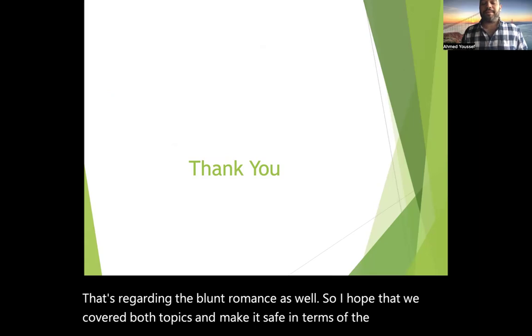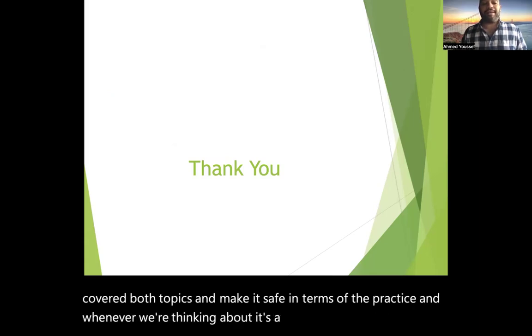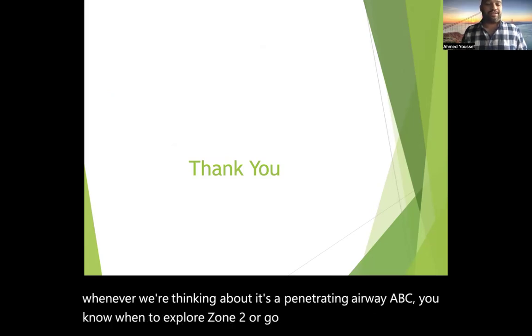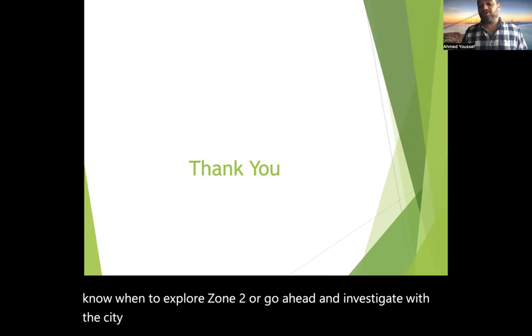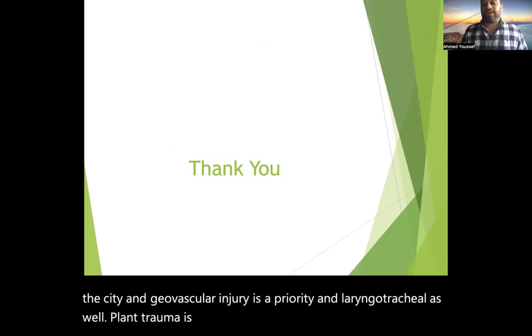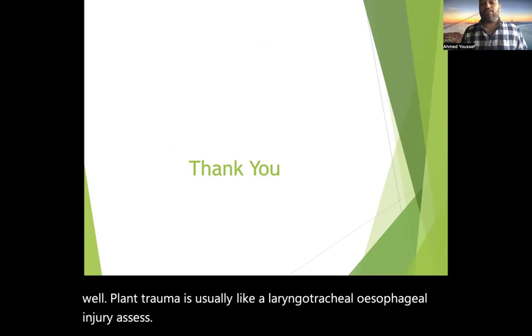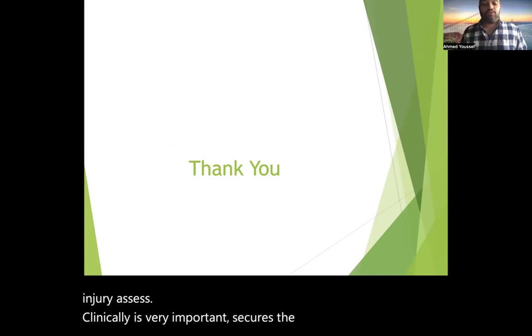Whenever we're thinking about penetrating trauma, it's airway, breathing, circulation, and you know when to explore zone 2 or go ahead and investigate with a CT angio. Vascular injury is a priority, and laryngotracheal as well. Blunt trauma is usually a laryngotracheal esophageal injury. Assessing the patient clinically is very important. Secure the airway, do your CT, and manage accordingly.